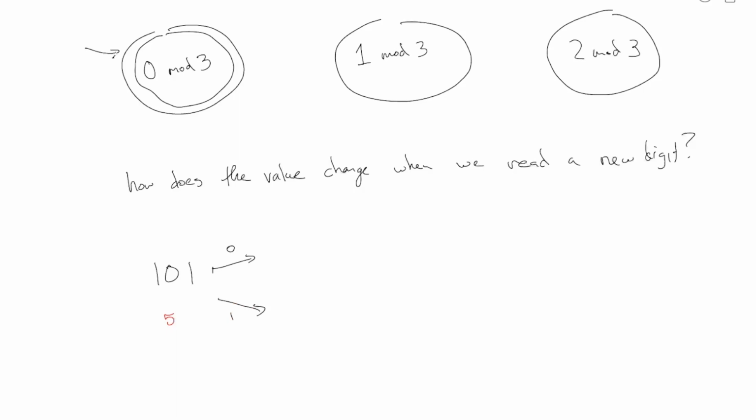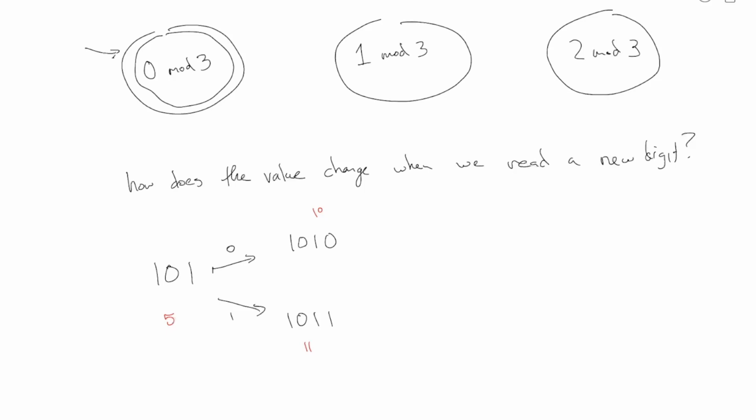Now, if the next digit I read is a 0, that means the number now is 1010. Remember, I'm reading digits from left to right. So if what I saw before was 101, and then the next digit is 0, the number I'm talking about now is this, and this number in decimal is 10. Whereas if I had added a 1 onto the end, it would look like this, and that's the number 11. I hope you can see my 2 colors.